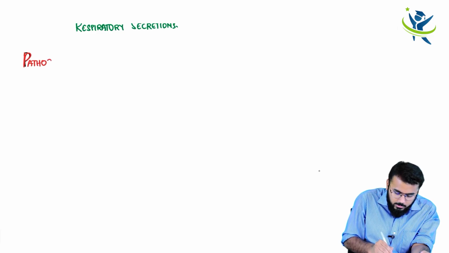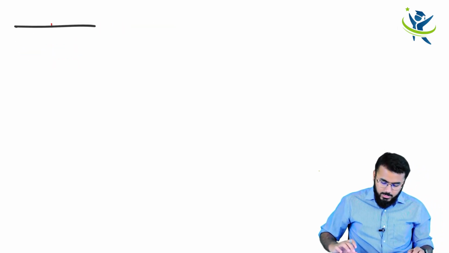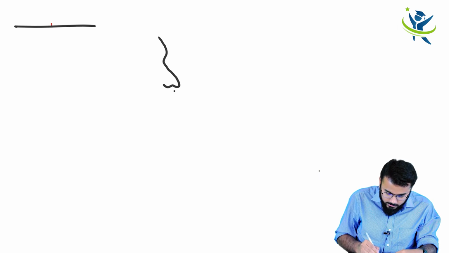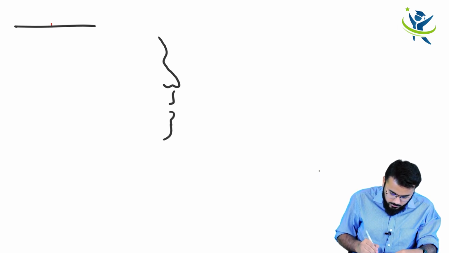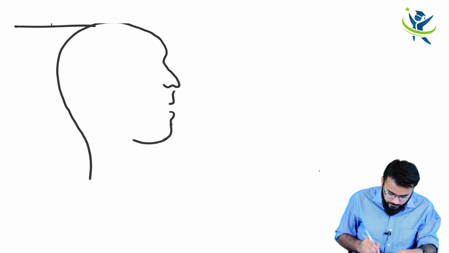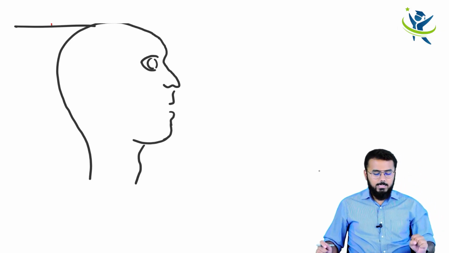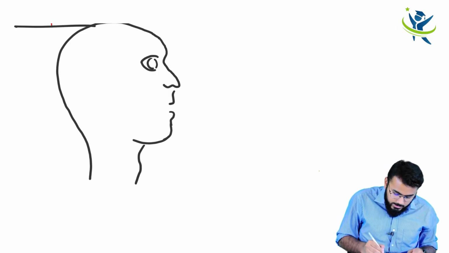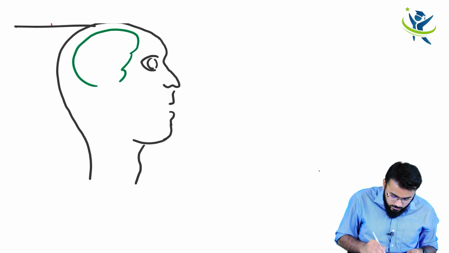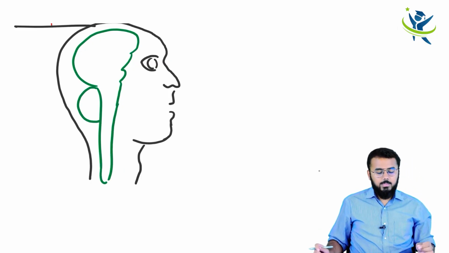Let us discuss the pathogenesis of this. Regarding the pathogenesis, let me draw a picture, guys, so that you understand it better. For example, let us say this is the lateral side of the face. Now let us say that here the patient has his own brain.